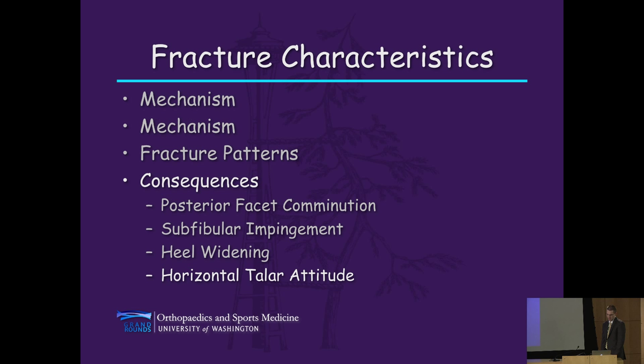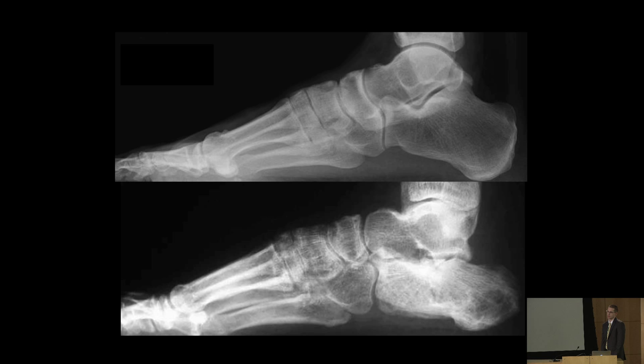A final concept that I'd like to discuss is the talar attitude and how the shape or the position of the talus changes when the calcaneus is not appropriately reduced. The upper image here is a normal foot, whereas the lower image is a fracture that's not been appropriately reduced. I'd like to point out that Gissane's angle is greater than 145 degrees here, and the facets have not been reduced into their normal anatomic location.